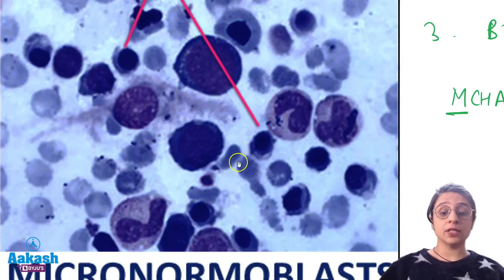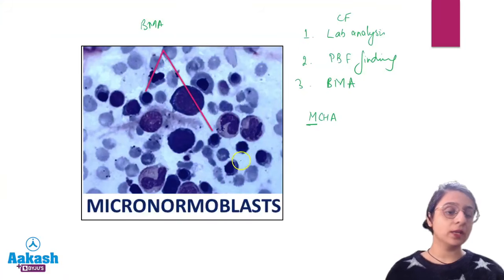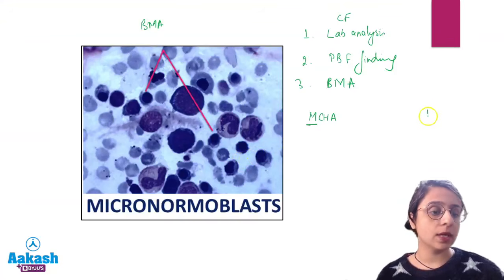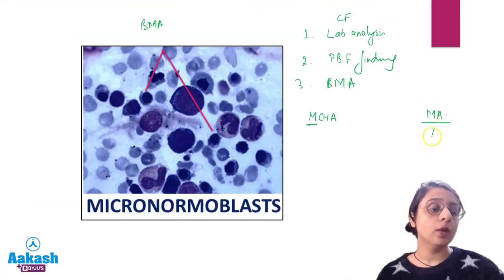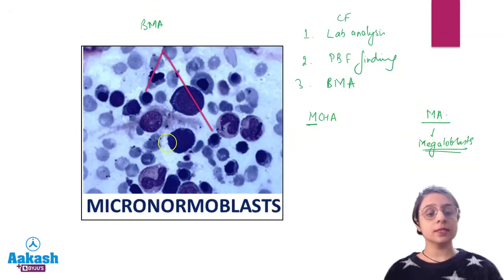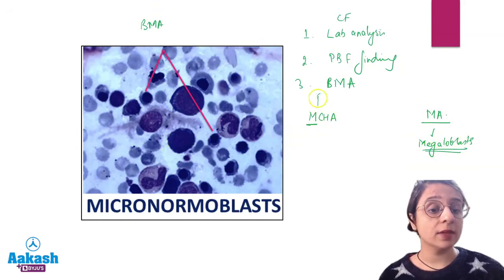So these features are seen in a case of micronormoblasts, compared to a case of megaloblastic anemia, where you would see megaloblasts. That we will discuss when we are dealing with megaloblastic anemia, right? So this is bone marrow aspiration. What stain will you apply? Pearls or Prussian blue stain.